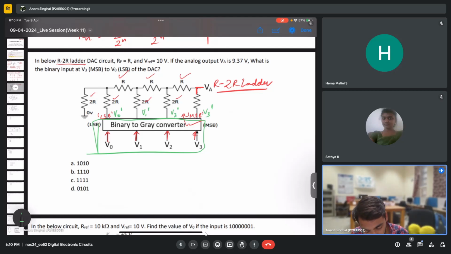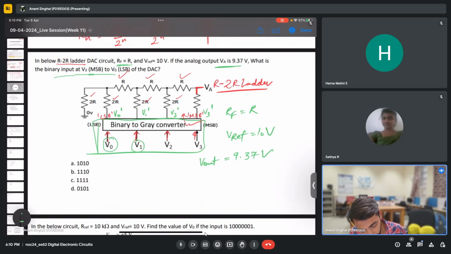What we have in the question is that the resistance is given as R, the reference voltage is given as 10 volts. Then we have an analog output, a V out of 9.37 volts. What is the binary input at V3 to V0? So we need to find out all 4 bits.